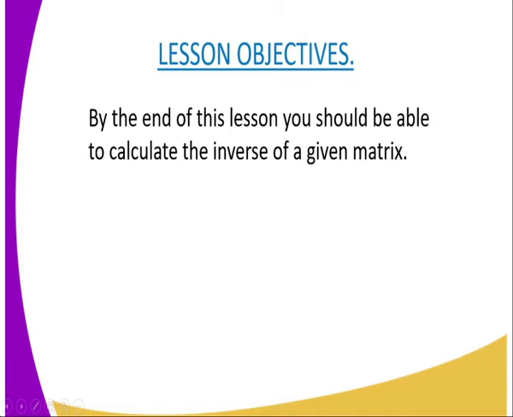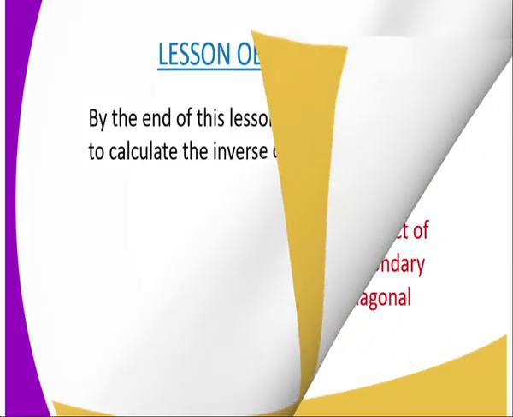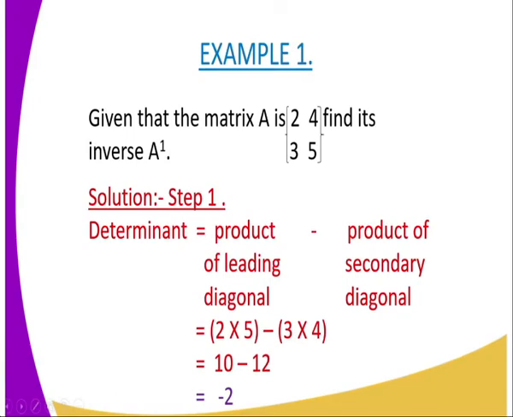I repeat again, by the end of this lesson, you should be able to calculate the inverse of any given matrix. Example one here. Given that the matrix of transformation, A, is given as the first row is represented by 2 and 4, and the second row is represented by 3 and 5. You can see there is matrix A here.